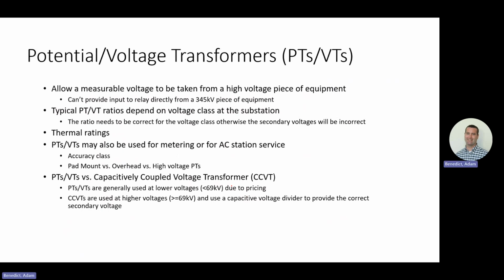PTs and VTs allow for a measurable voltage to be taken, and I think this is getting a little repetitive, so I apologize, but a typical PT VT ratio depends on the voltage class, and the secondary is generally a 66 volt, somewhere between that 64 to 69 volt range for the lower output, and then the higher ones like 110 to 115 volts. So that's the goal of the VT ratios.